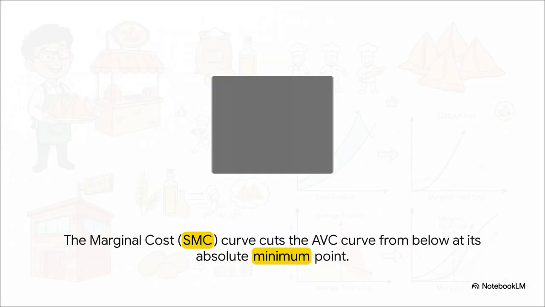Now, here comes the hero of our story, the marginal cost. This is simply the cost of making just one more extra samosa. It also falls and then rises pretty sharply, kind of like a Nike swoosh. And here is the most crucial point. You have to remember this. It always cuts the AVC curve at its absolute lowest point.